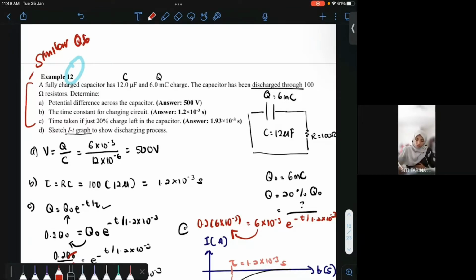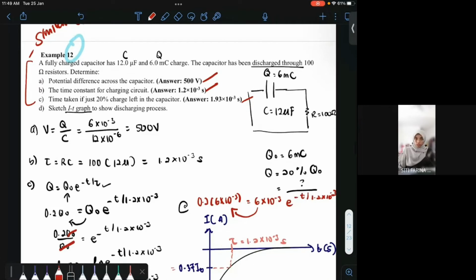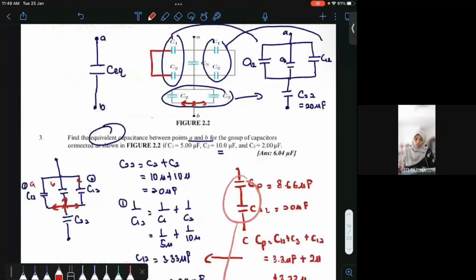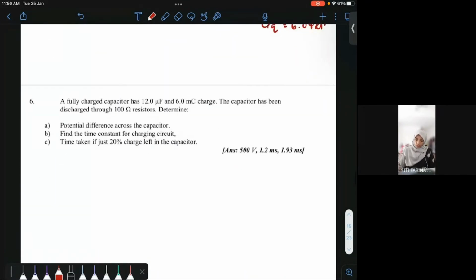Okay, jawapan dia 500, 1.2 millisecond dan juga 1.93 millisecond kalau kamu tengok. So kita dah bincang example 12. So I'm going to skip example question 6 sebab similar question. Even nilai pun dia tak tukar, sama saja. Jawapan dia pun sama. Okay, so awak boleh cuba buat balik soalan ni because you have already understood example 12 tadi. Okay.